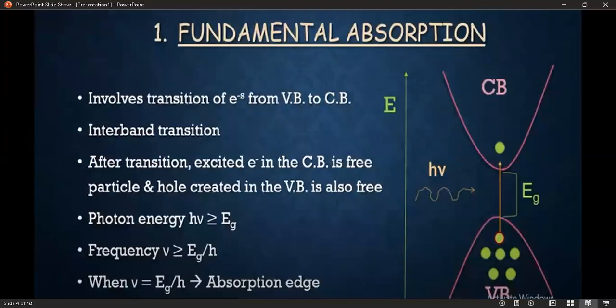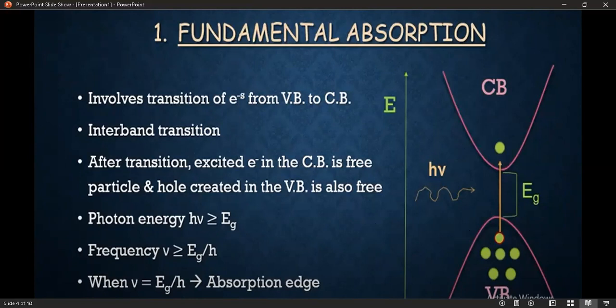And as you can see here on the right side, the electron absorbed energy from the photon, and this energy is greater than the energy gap, so it moved from the valence band to the conduction band. The transition from valence band to the conduction band is why it's called interband transition. After the transition takes place, we will have an electron in the conduction band free to move, and a hole created in the valence band.